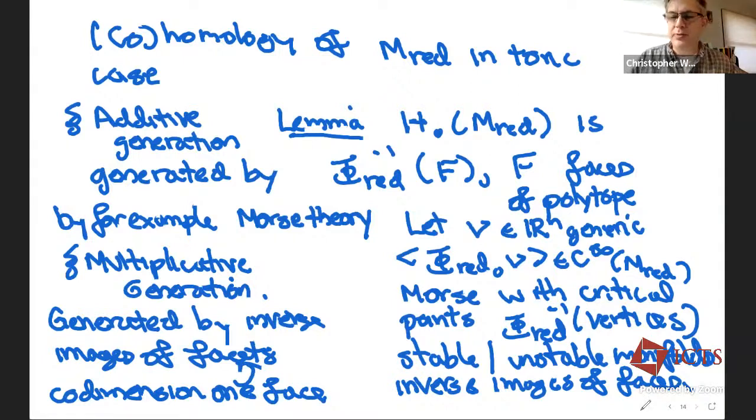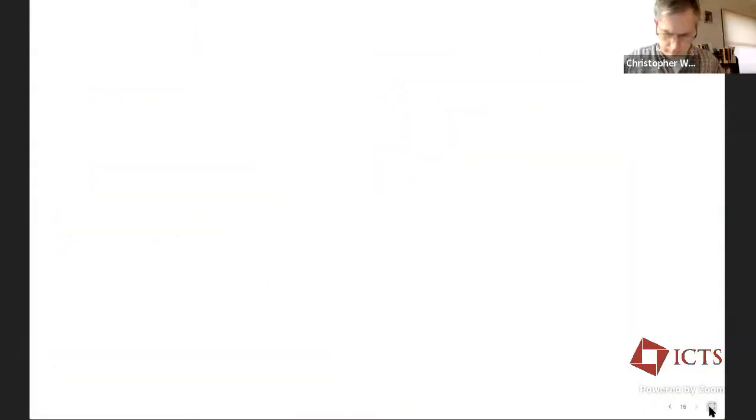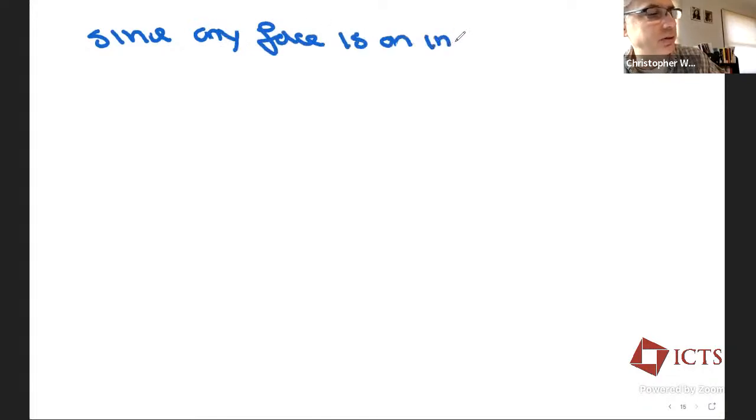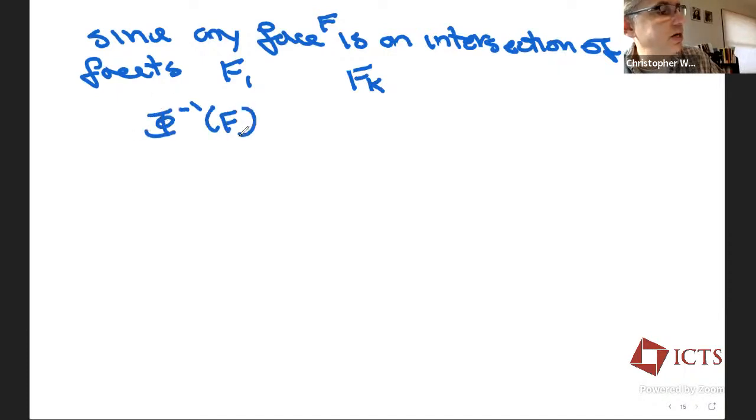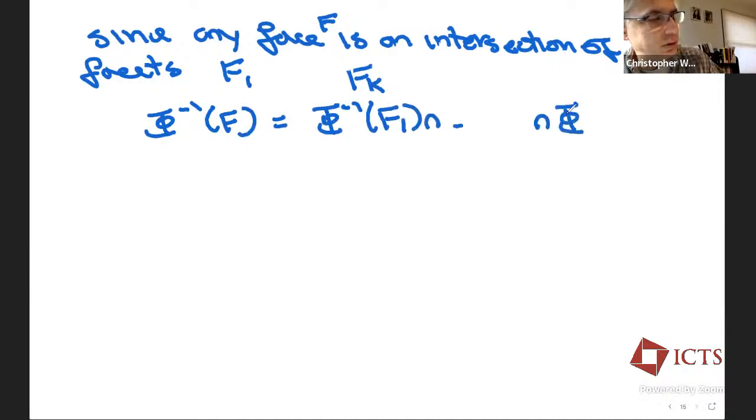And so how do you see this? Well, this is just because any face is an intersection of facets. So if I call my face F and my facets are F1 through Fk, then in particular, this means phi inverse of F is the intersection of phi inverse of F1 through phi inverse of Fk.